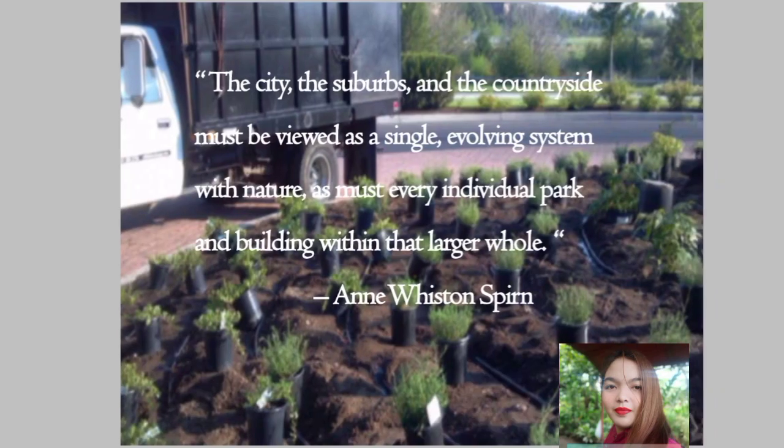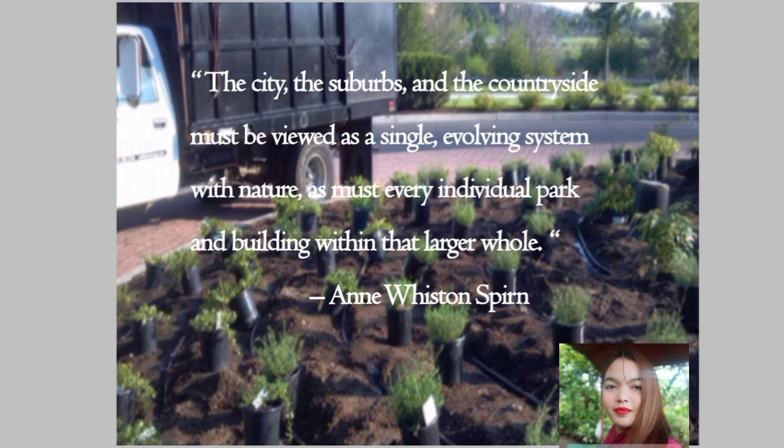So what is the site and context? So the city, the suburbs, and the countryside must be viewed as a single evolving system with nature, as must every individual park and building within the larger whole. So according to Anne Winston Spirn, it's like the city or the suburbs, or as an example the countryside, which is the provinces. So we have one evolving system of nature.